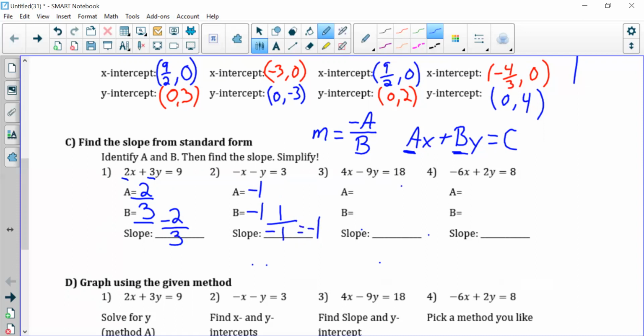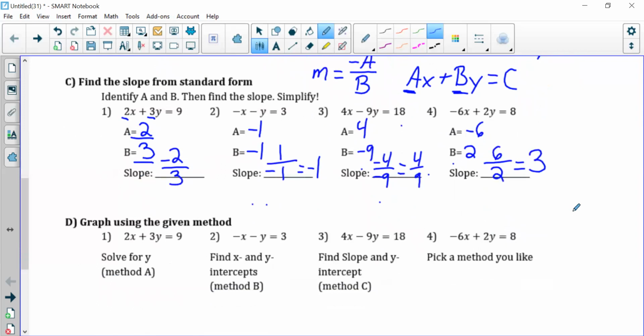All right, continuing on. A is 4, b is negative 9. So negative a over b, so my slope here is 4/9 because a negative divided by a negative is a positive. All right, last one. A is negative 6, b is 2, negative a is going to be positive 6 over b, which is 2, and 6/2 is 3. Wasn't that easy? So much faster than converting to slope-intercept form.